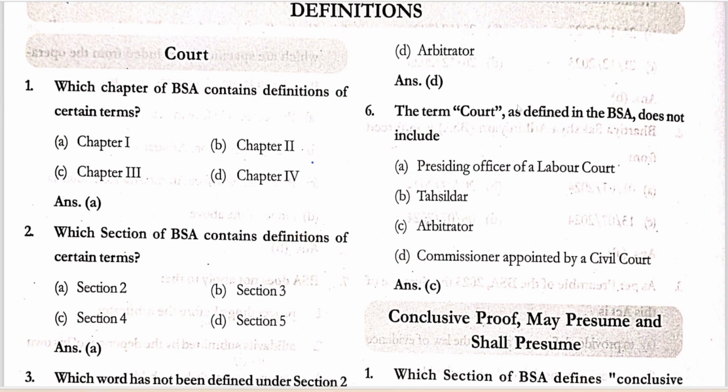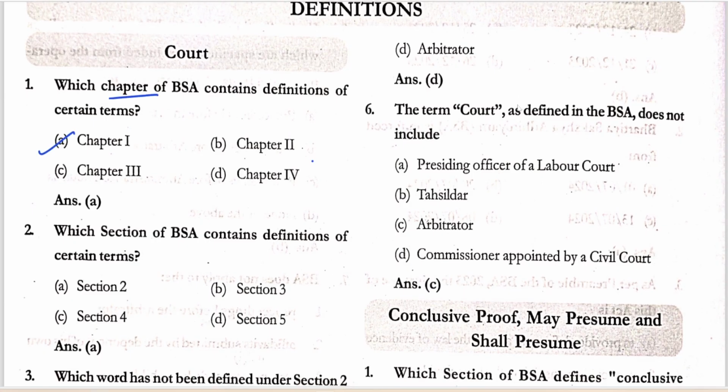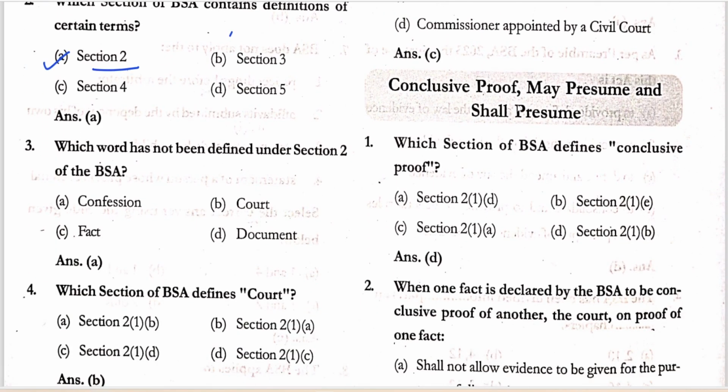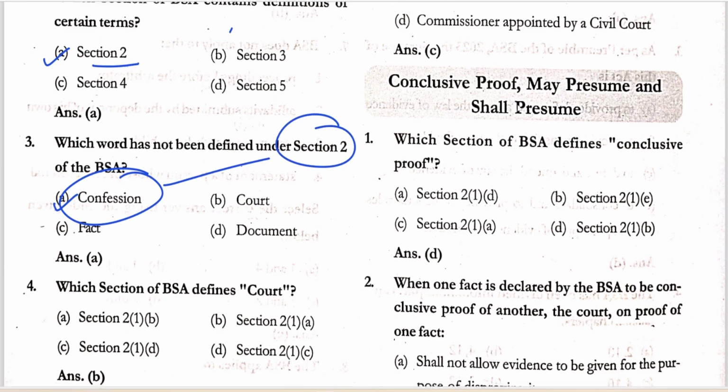Which chapter of the BSA contains definition of certain terms? Chapter 1. Which section of the BSA contains definition of certain terms? Section 2. Section 2 में definition. Which word has not been defined under section 2 of the BSA? Confession is not defined under section 2.